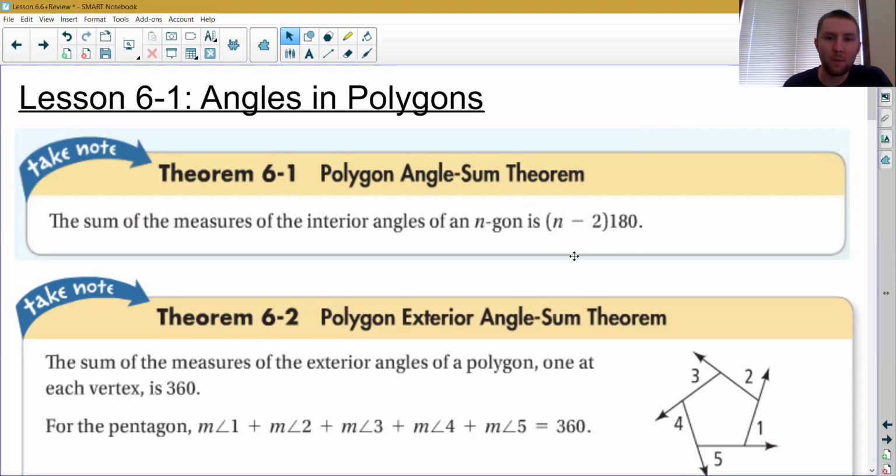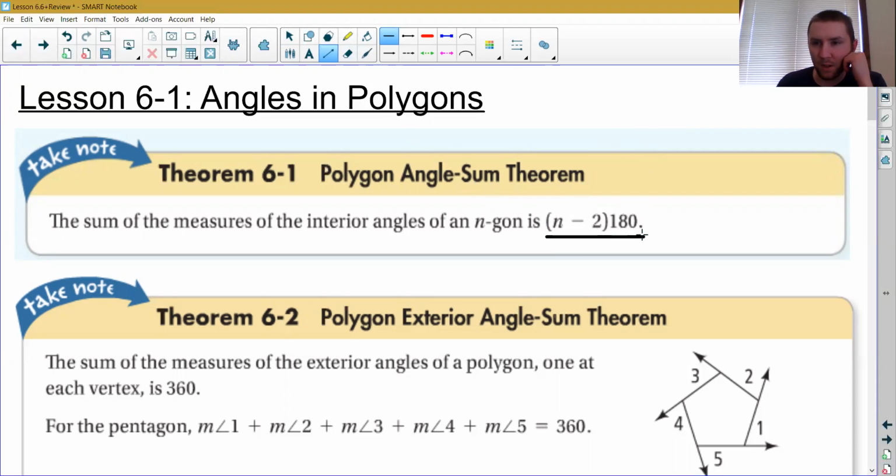The first thing that we talked about was we took polygons and divided them into triangles in that first video, and we arrived at this formula here for the total sum. If we add together all the interior angles of any polygon, it's this formula here, (n minus 2) times 180 degrees, where n is the number of sides. So that allows us to find the total for the interior angles of a polygon.